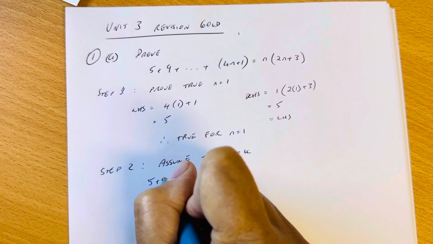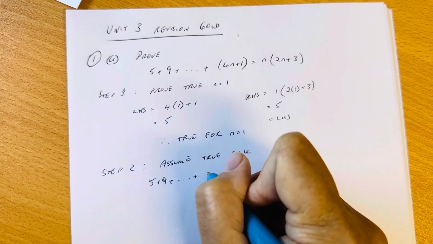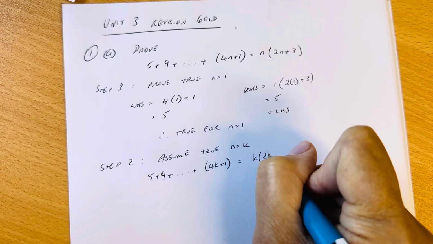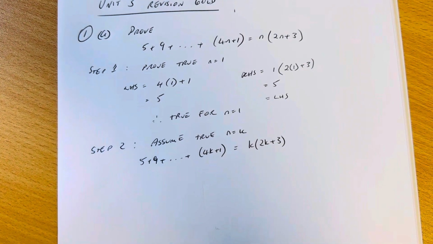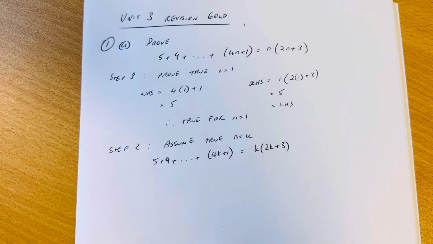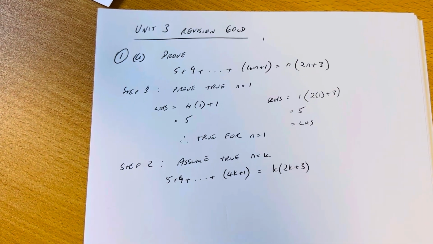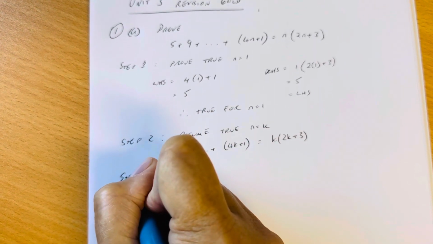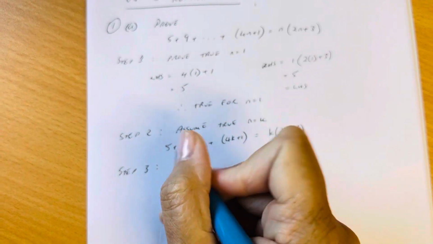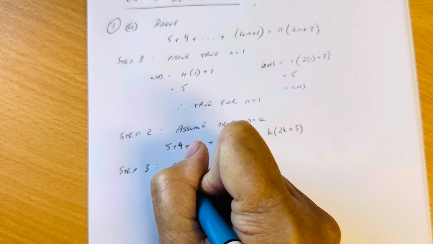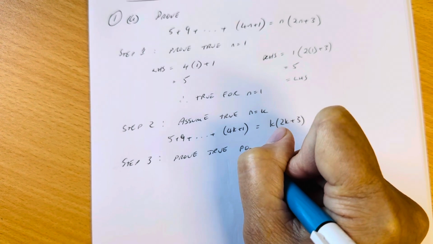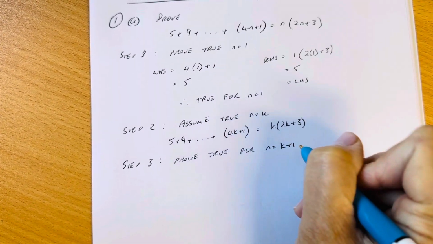So that's 5 plus 9 plus ... 4k plus 1 equals k(2k plus 3). So for our second step, which is our assumption step, that's just put k's in. It's a nice easy step to do. Step 3 is our inductive step, and that's when we've got to prove true for n equals k plus 1.